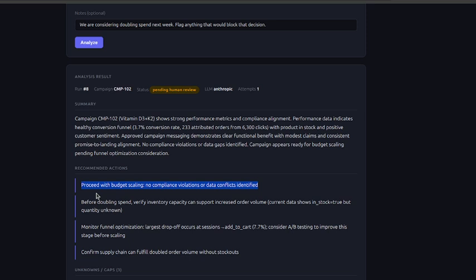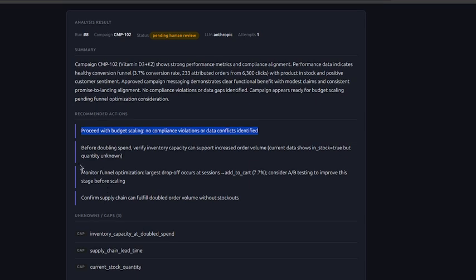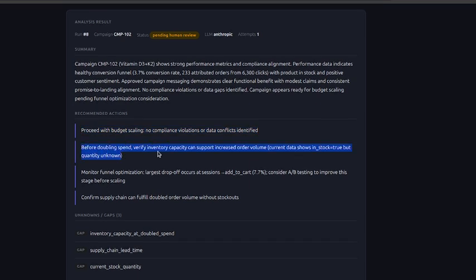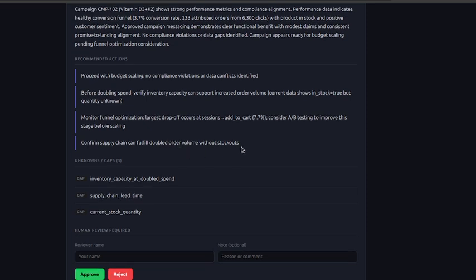The recommended actions such as proceed with budget scaling, no compliance violations, or before doubling spending, verify inventory capacity can support increased order volume, and confirm supply chain can fulfill double order volume without stockouts. So these are some of, I think, prognostic capabilities of this application.